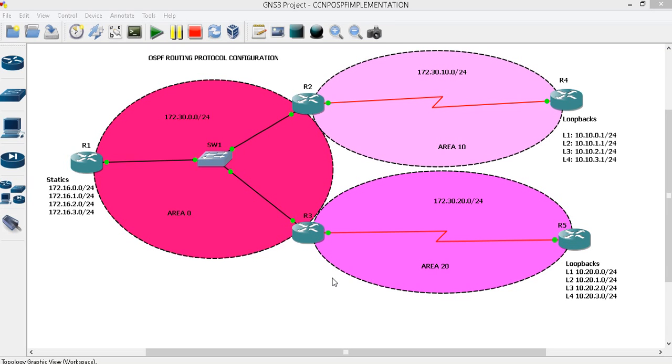About the OSPF routing protocol configuration. This is the CCNP part, which is way more advanced than the CCNA. Alright, this is the topology.